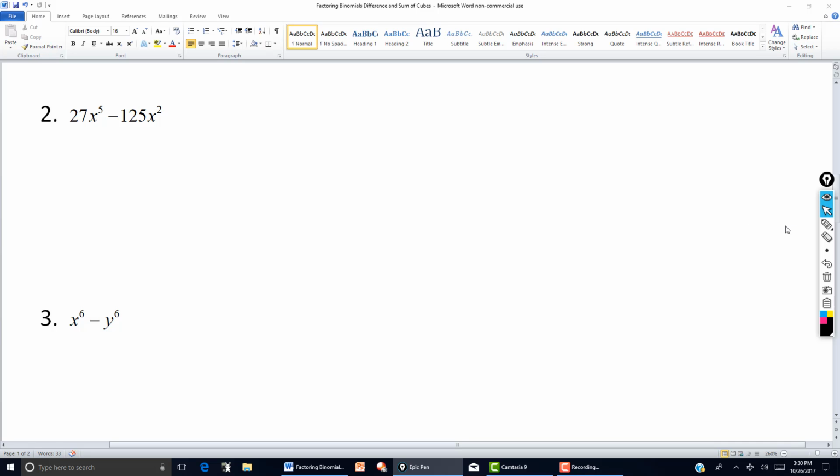Okay, the next one's kind of interesting here because I'm going to look at x to the 6 can be written as x squared cubed. Okay, remember the law of exponents here, you multiply the exponents, so 3 times 2 would give me 6. So x to the 6 then, and the same thing applies to y to the 6 here. If I put a y to the 6 here, this will be y squared and so forth. Those are perfect cubes, okay?